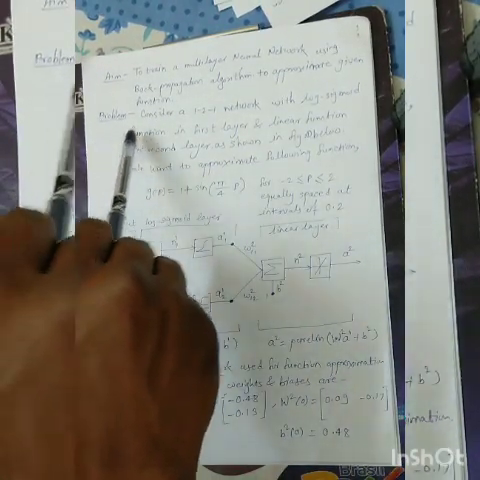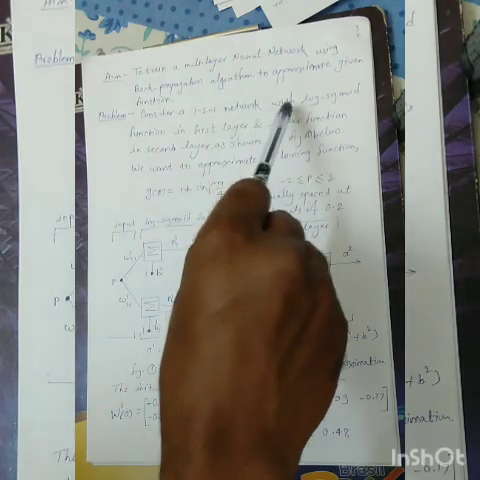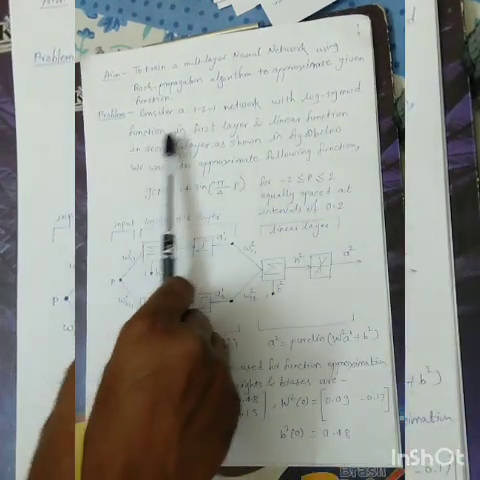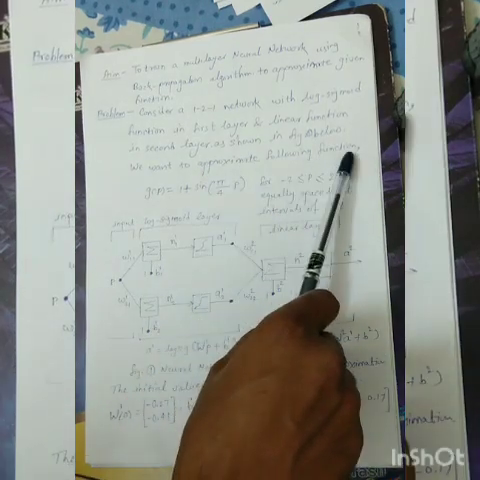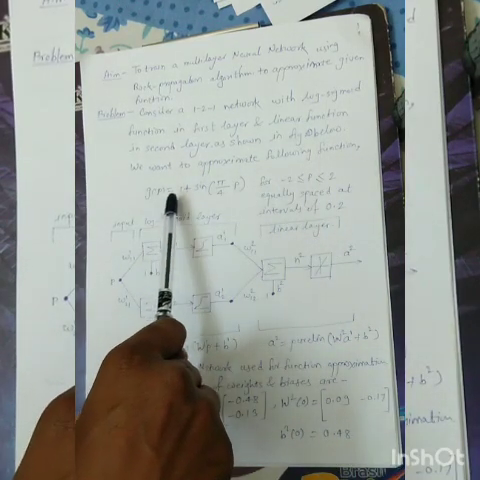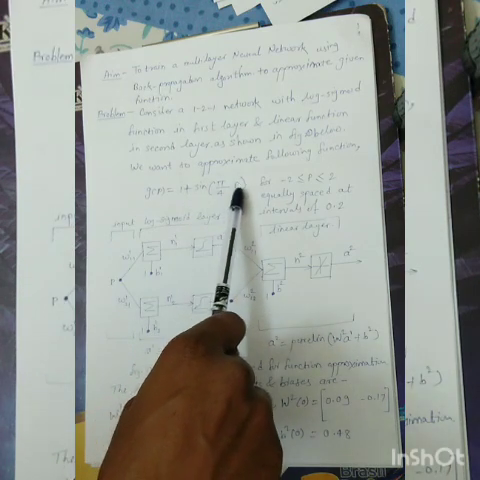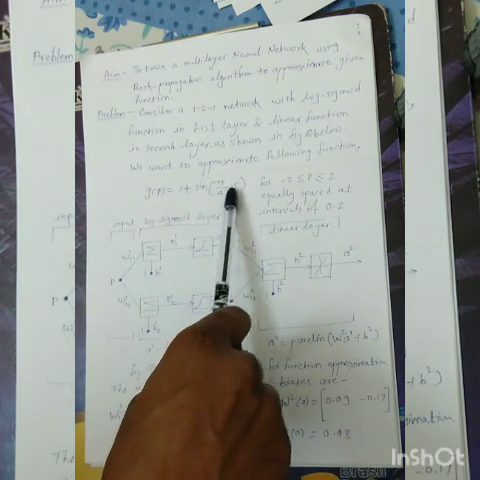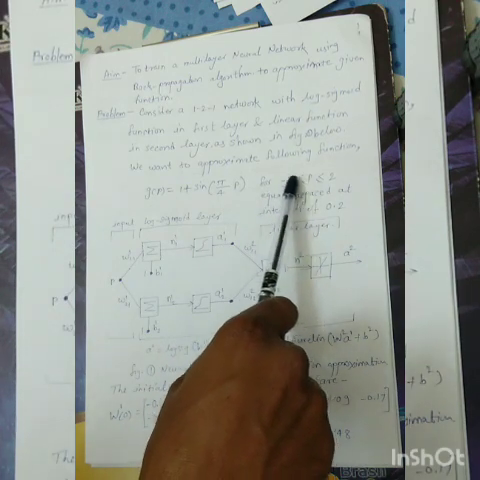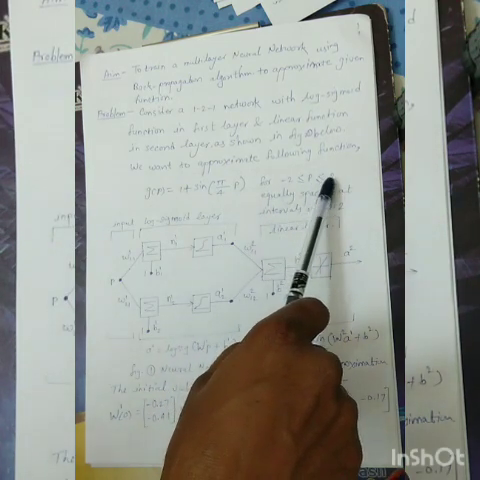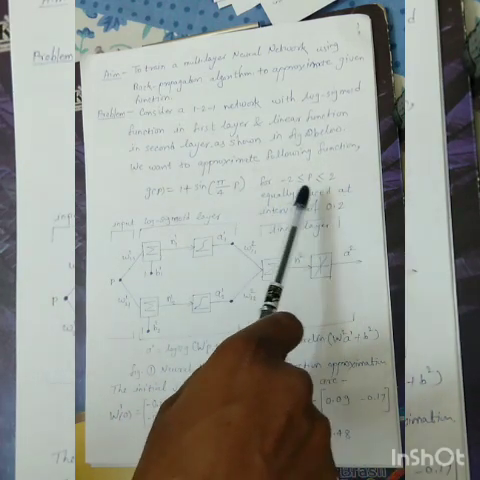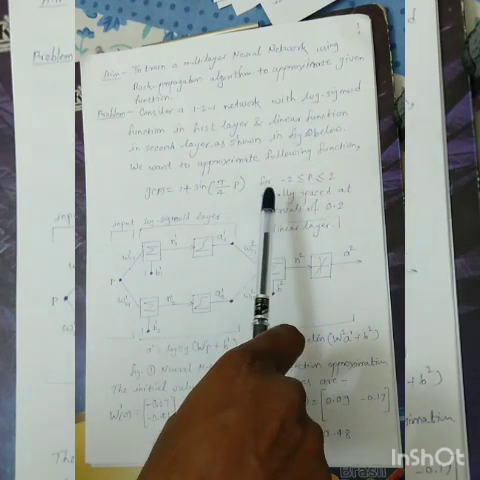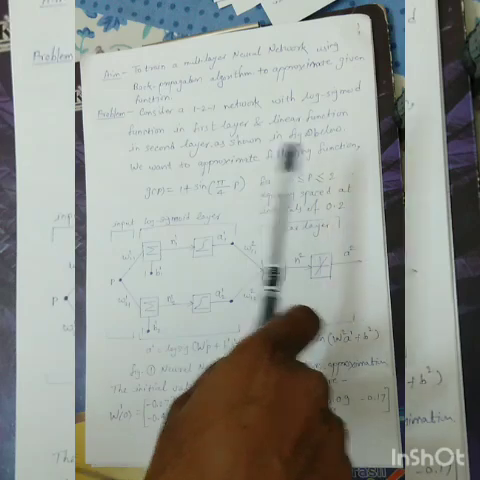The problem is: consider a one-to-one network with a log sigmoid function in the first layer and a linear function in the second layer, as shown in figure 1 below. We want to approximate the following function. The function is given as g(p) = 1 + sin(pi/4 * p), where p is the input for -2 <= p <= 2. The inputs are equally spaced at intervals of 0.2. That means if the first input is 0, the next input will be 0.2, 0.4 and so on.